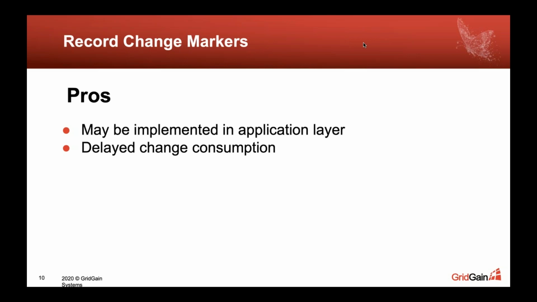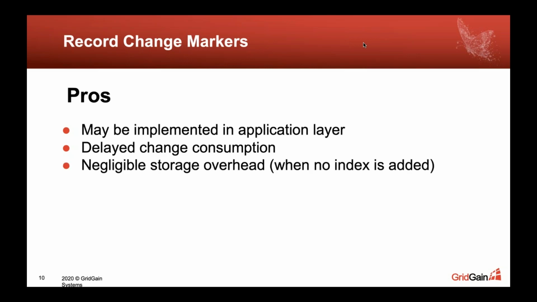If your application which receives the updates from your system is not online, you can still read the updates at some point in time later, because all the data, all the change markers are there, and you can consume the changes as many times and at any moment in time in the future. And if you don't use indexes, then storage overhead for this approach is negligible, because usually a change marker is a timestamp or simply a flag, and compared to the size of the row, it's really small.